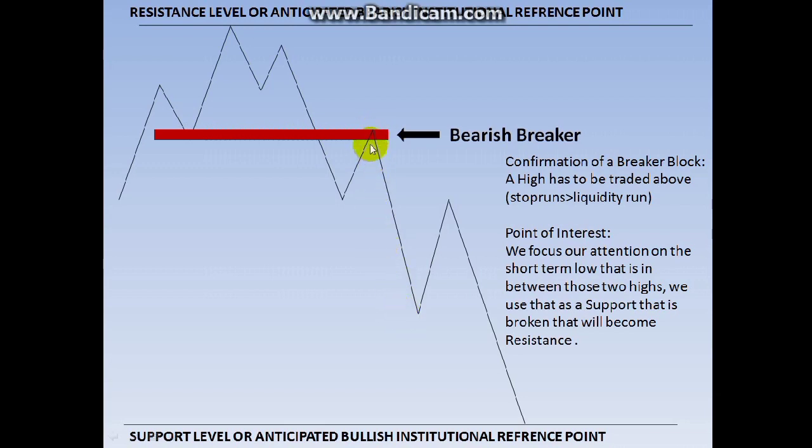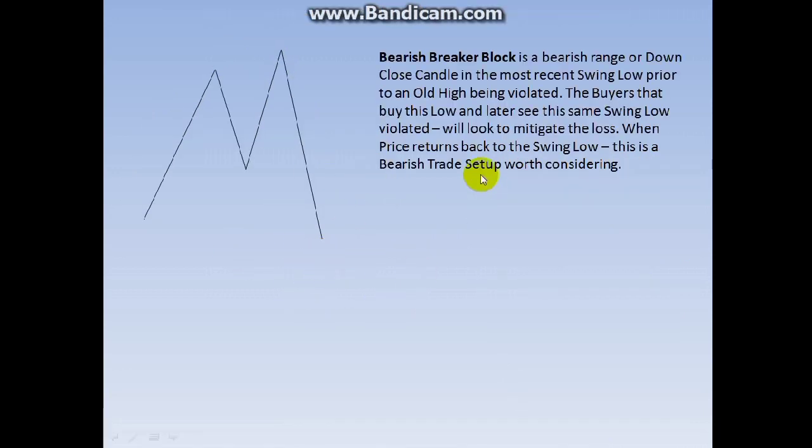Now we can anticipate, and this gives us a sell entry. This can be viewed as a sell entry. We'll look deep into the definition as we go further. So now the proper definition of it. A bearish breaker block is a bearish range on down close candle.